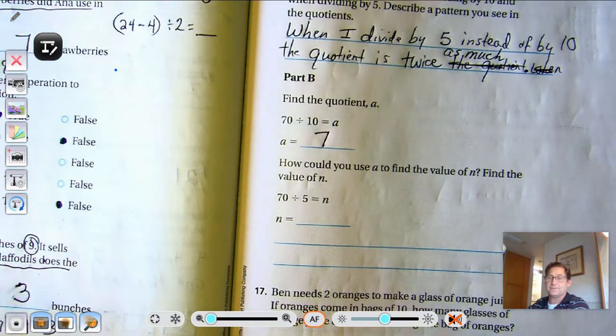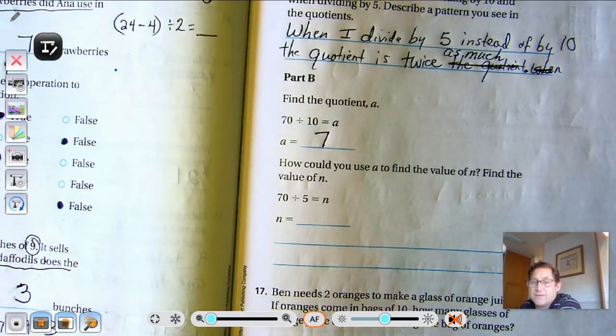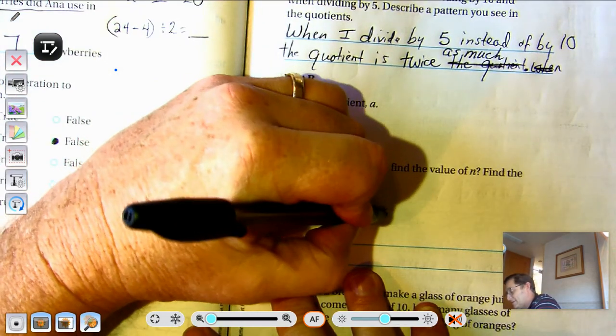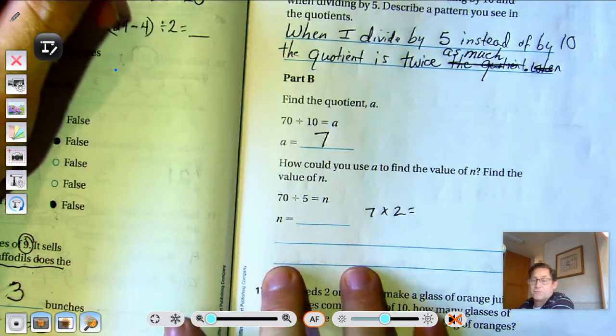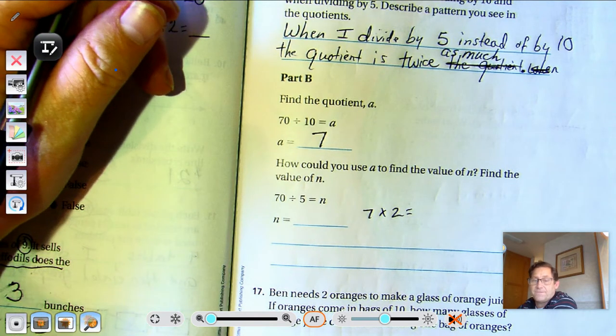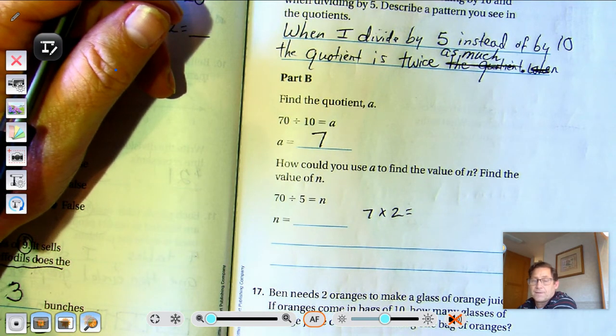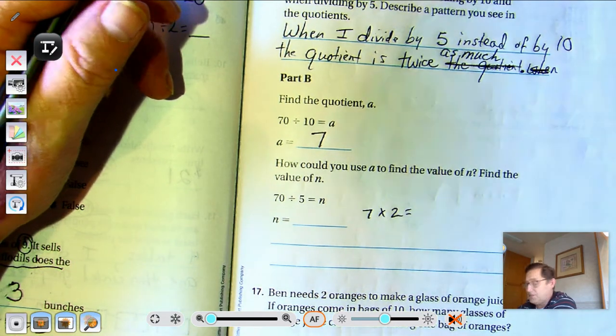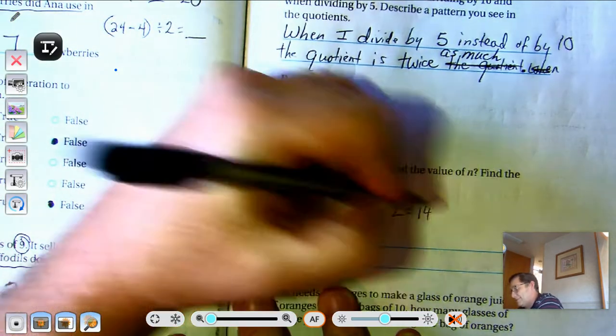So if 70 divided by 10 is 7, then what would 70 divided by 5 be? Well, it would be 7 times 2. Because when I divide 70 by 5 instead of by 10, the quotient is going to be twice as much. So 7 times 2, 14.